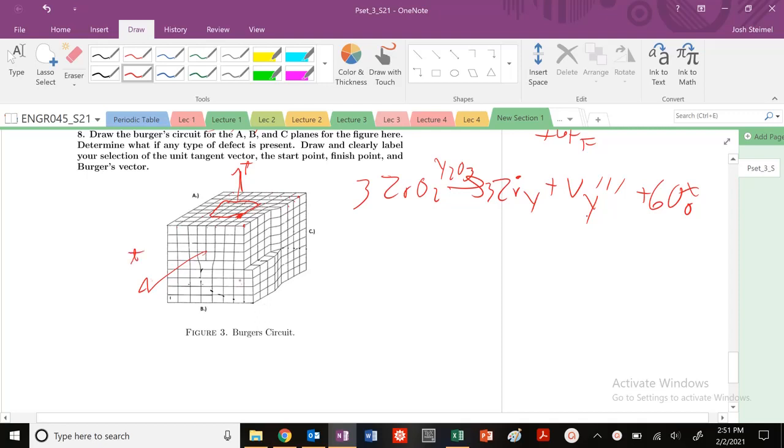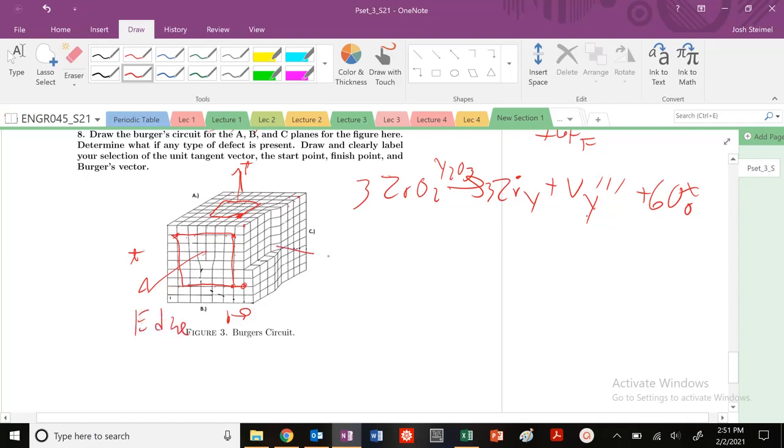But anyways, I'm going to pick my t to be right here for this one. I'm going to pick my starting point to be right here. I'm going to go 1, 2, 3, 4, 5, 6, in each direction. So up, down, down, down. From start to finish, my Burgers vector is like this. So this is an edge.